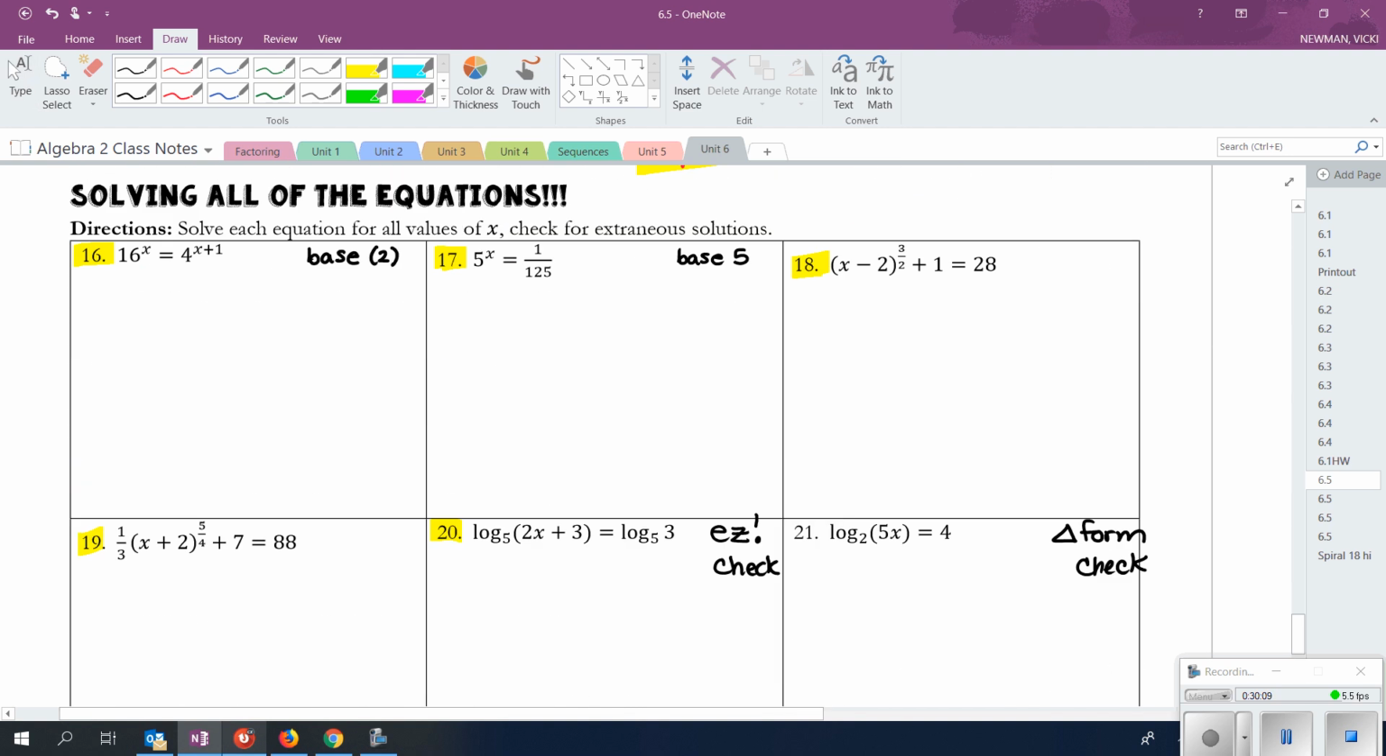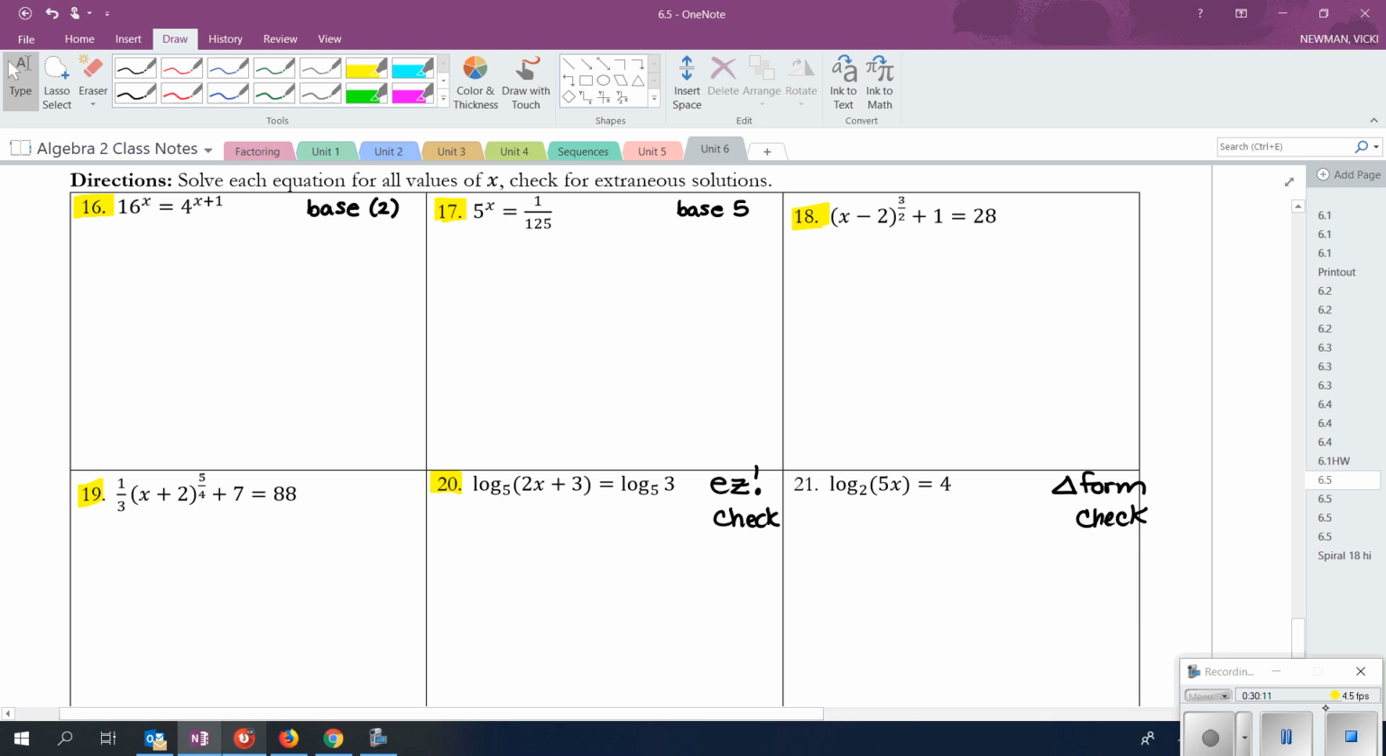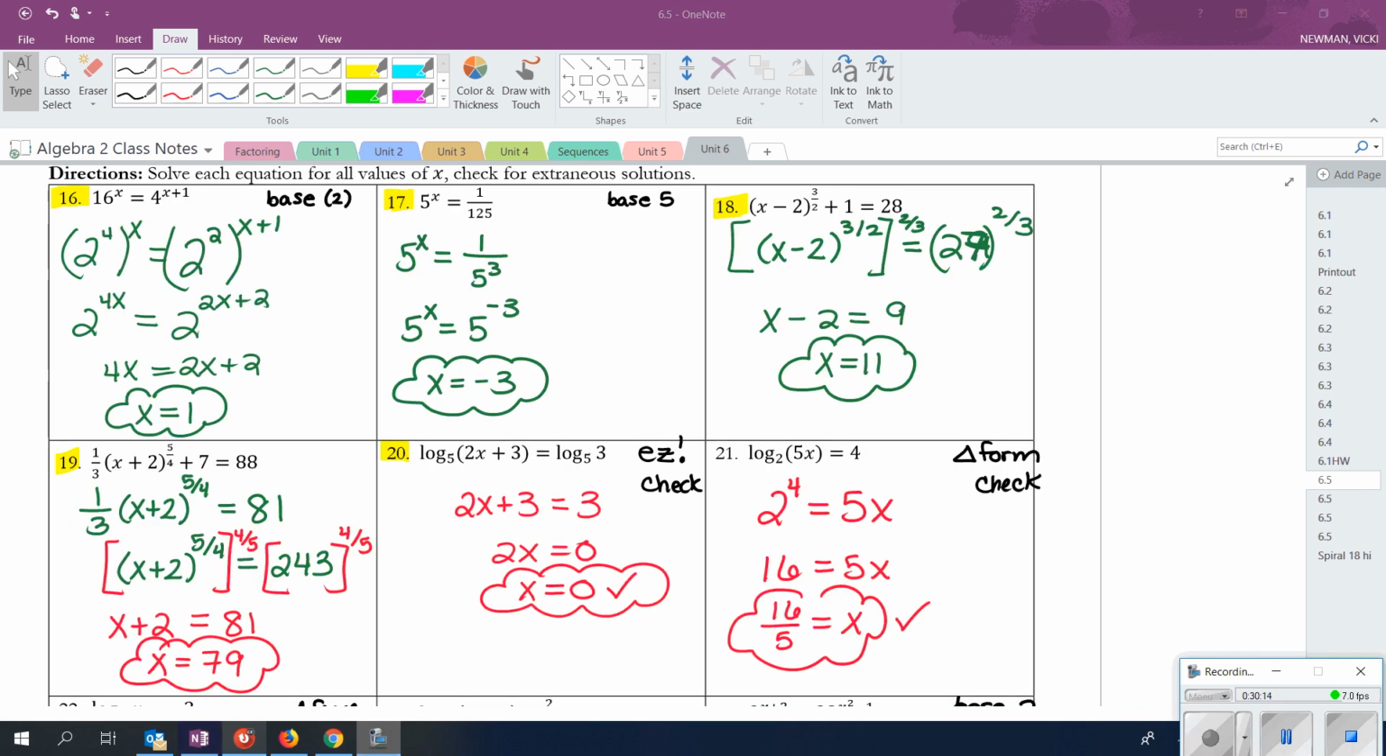All right, so then you had to solve these equations too. Okay, so 16 should be 1, 17, negative 3, 18, 11, 19, 79, 20, 0, 21, 16 over 5. Don't give me a decimal. Leave 16 over 5. So you had to check 20 and 21. They both check. Make sure you pause it and correct any mistakes here that you have. You want to be able to do this on your quiz.